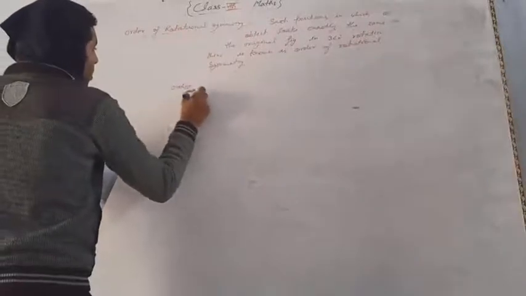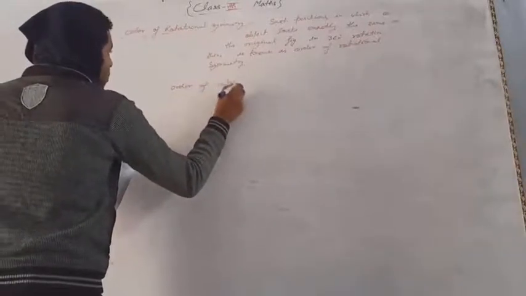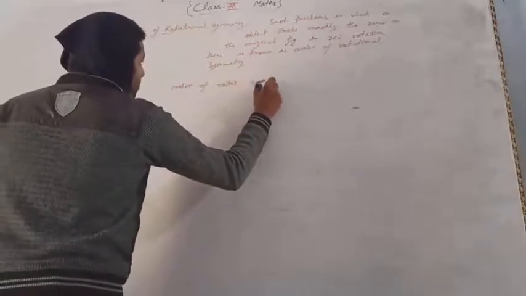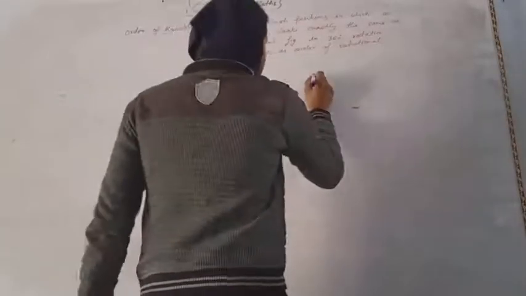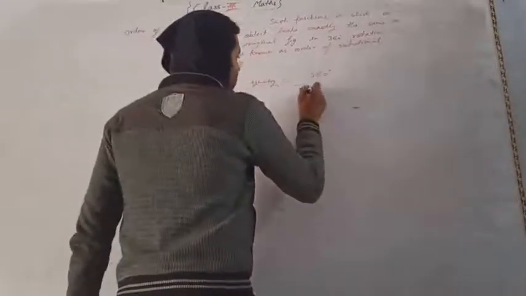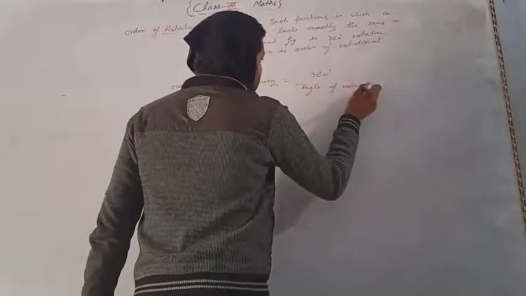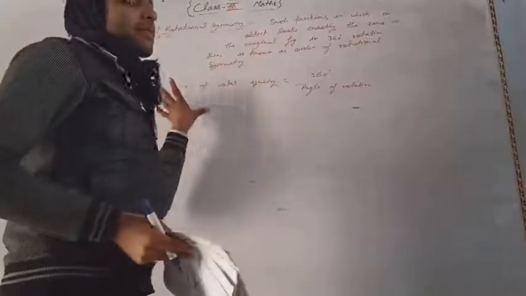Okay, so the formula: order of rotational symmetry is equal to 360 degrees upon angle of rotation. Okay, so you have to also write this, and this definition you have to learn.